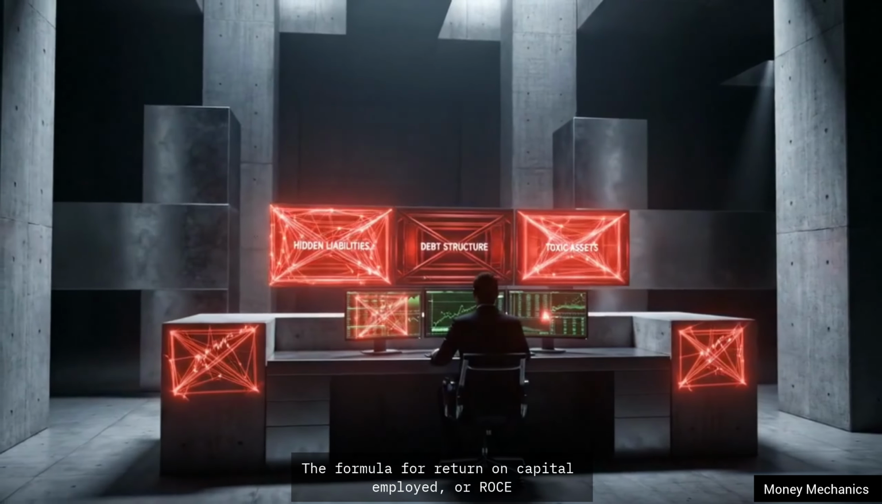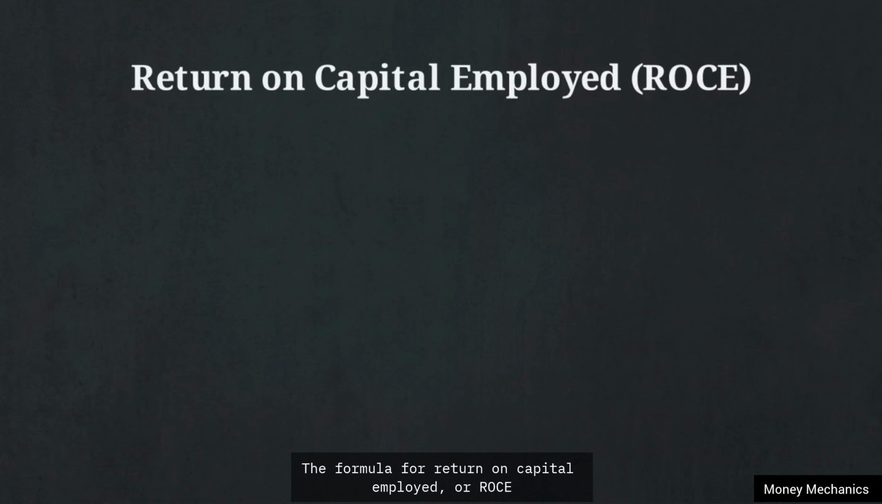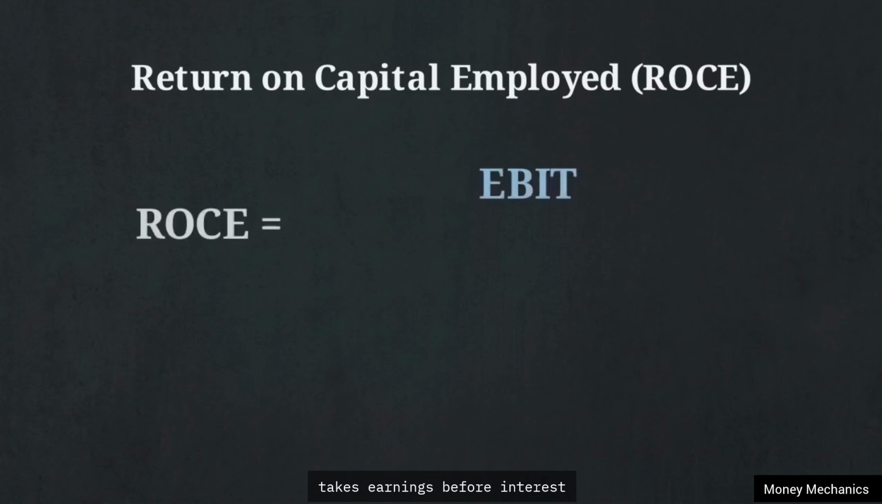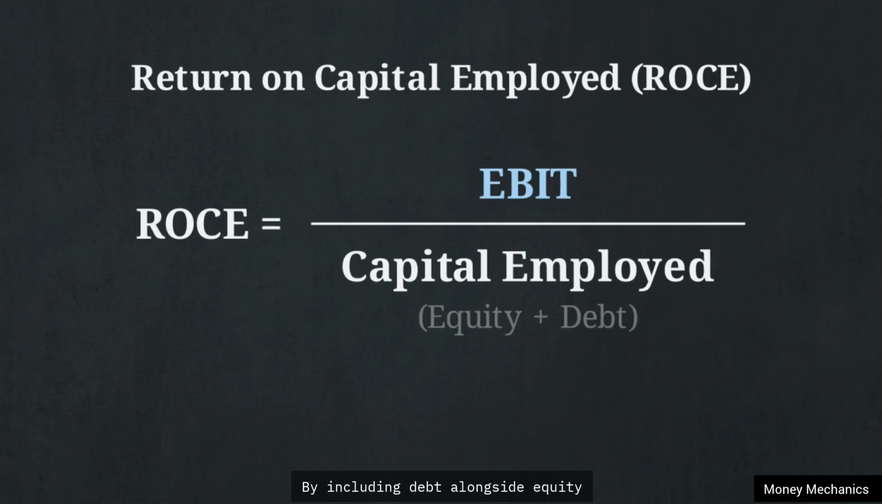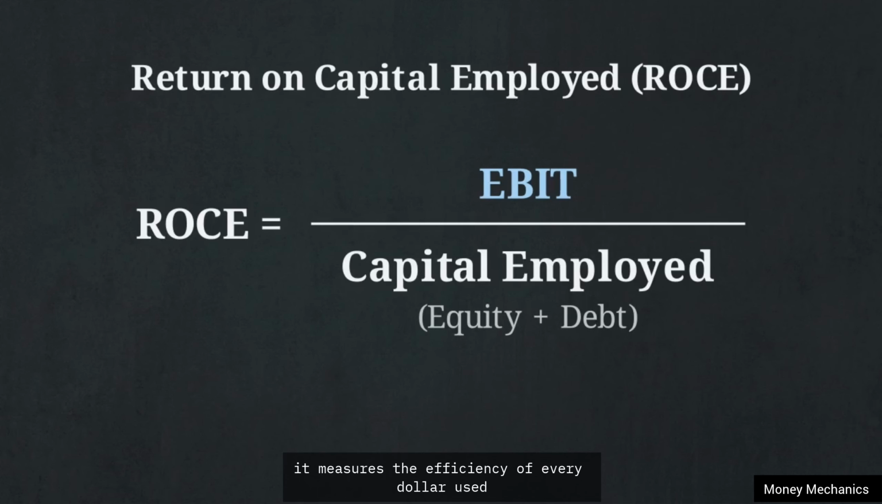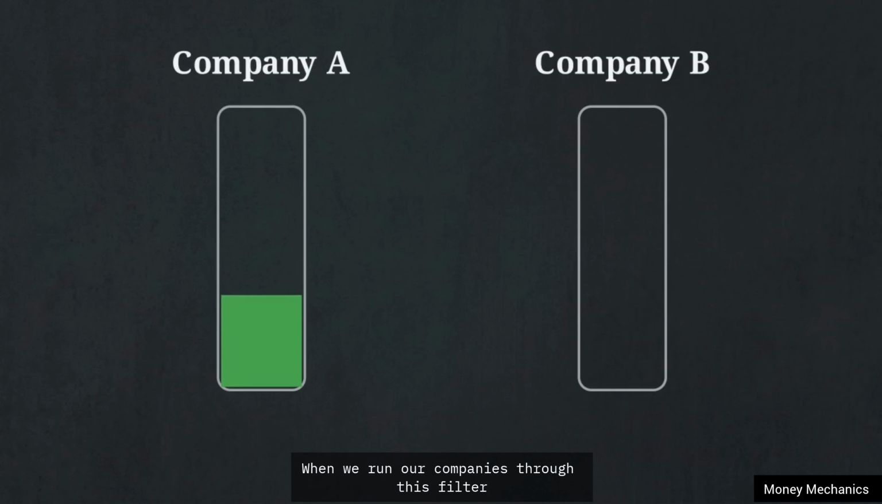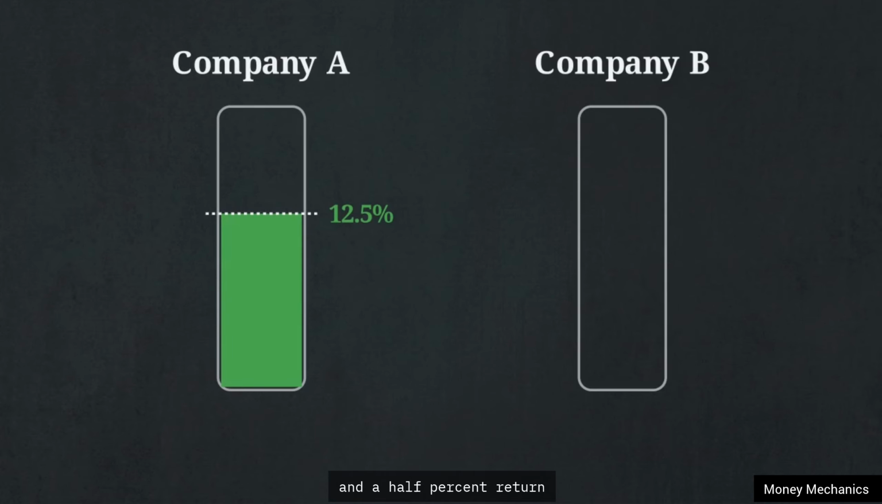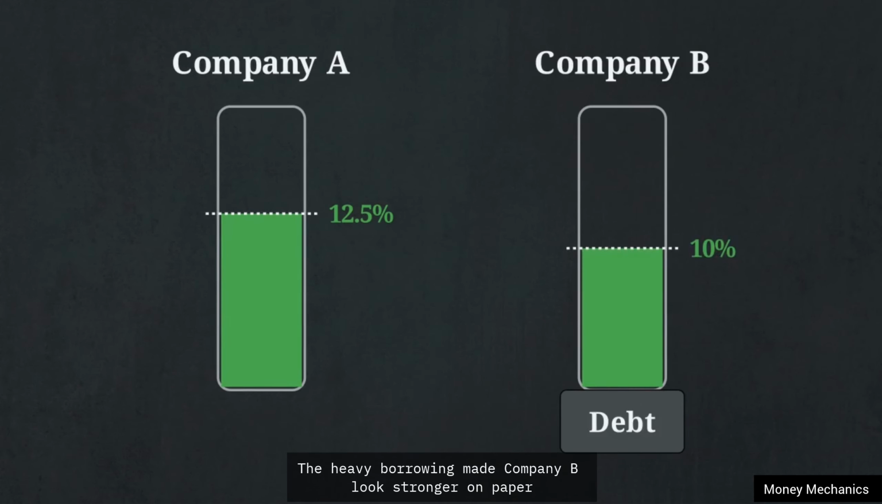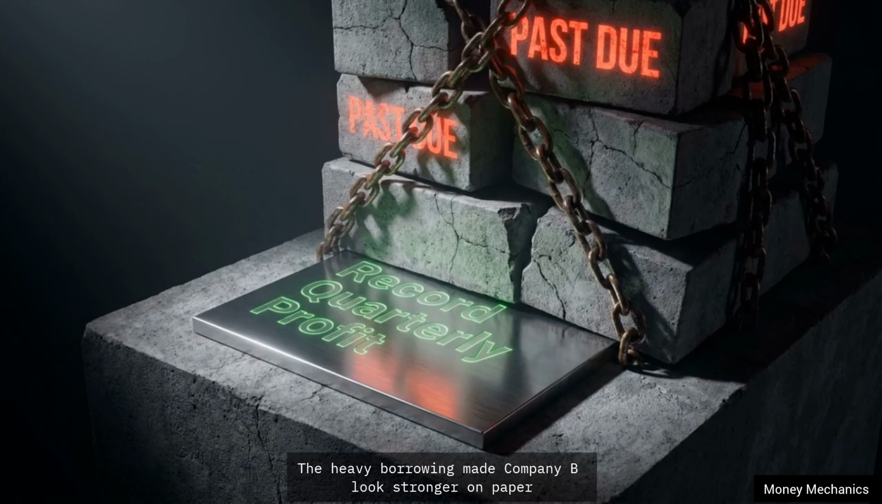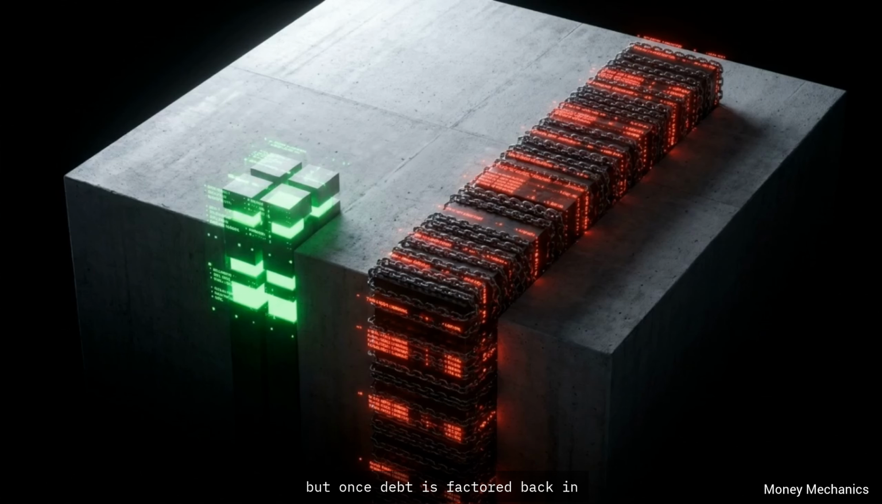We have to look past the top-line accounting to examine how the entire capital structure is actually deployed. The formula for return on capital employed, or ROCE, takes earnings before interest and taxes and divides it by the total capital employed. By including debt alongside equity, it measures the efficiency of every dollar used. When we run our companies through this filter, Company A shows a 12.5% return, but Company B drops to 10%. The heavy borrowing made Company B look stronger on paper, but once debt is factored back in, the business is less efficient at turning capital into profit than its rival.